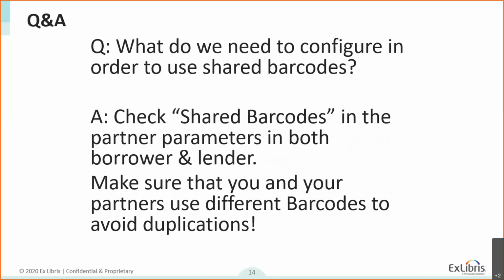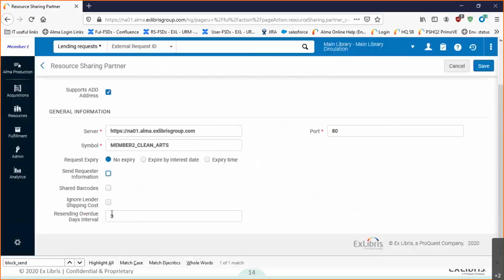Next question is, what do we need to configure in order to use shared barcodes? So shared barcodes is another parameter on the partner, and you want to have that both in the borrower and the lender. So you need to be coordinating with your partners because they will be sending the barcode in the shipping message, and you'll need to be receiving it and putting it on the temporary item on your end. So you just need to configure it on the partner for your lender, and your lender needs to configure it on the partner for you, and then it will work.